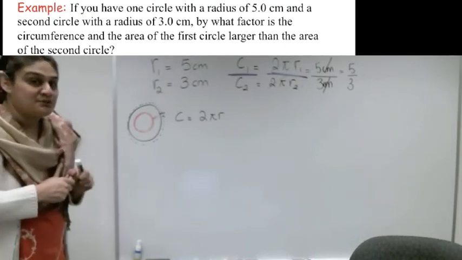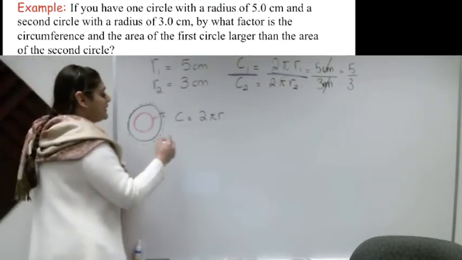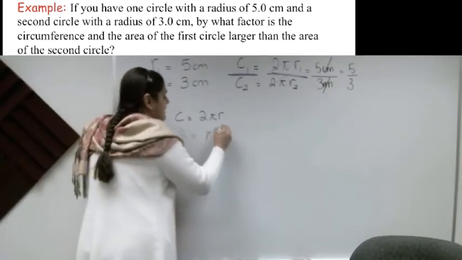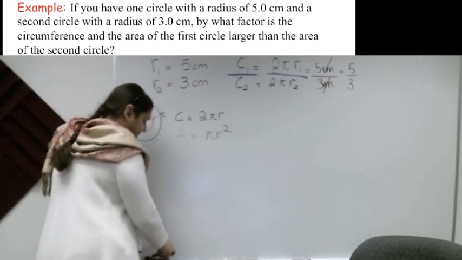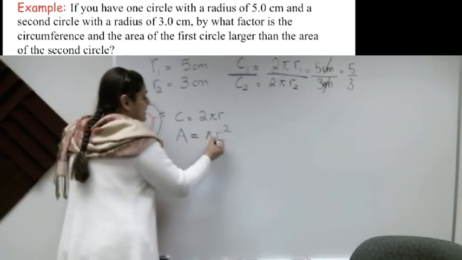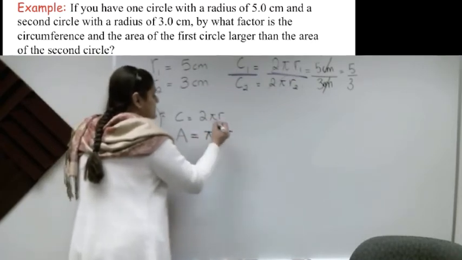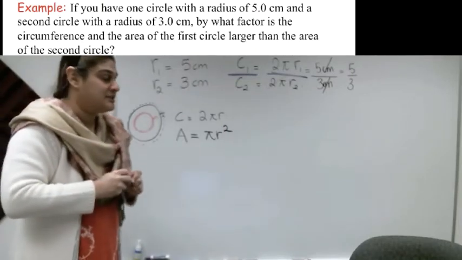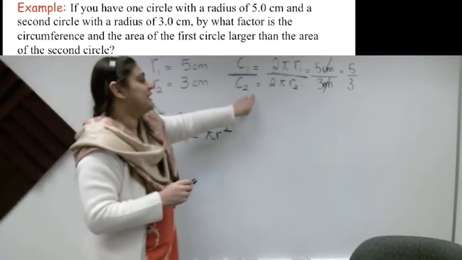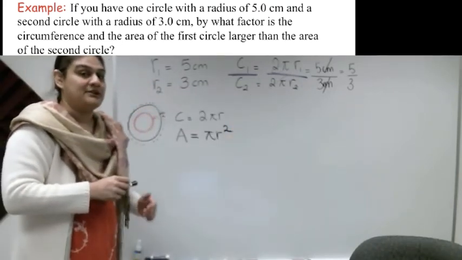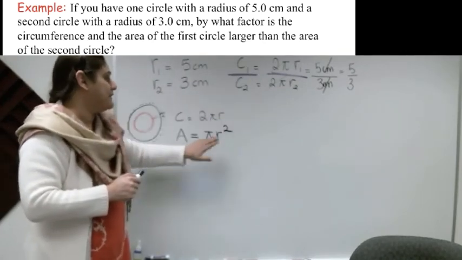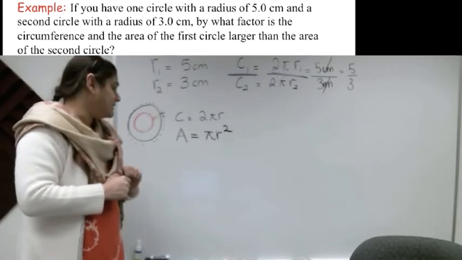Now, I'm going to have you do a little bit of work. I am now going to give you the formula for area. Area is pi r squared. So area equals pi r squared. Can you find the ratio of A1 and A2 just like I did here? Go ahead, try it. And then we will talk about how this relates to this. Take a second and quickly do it.